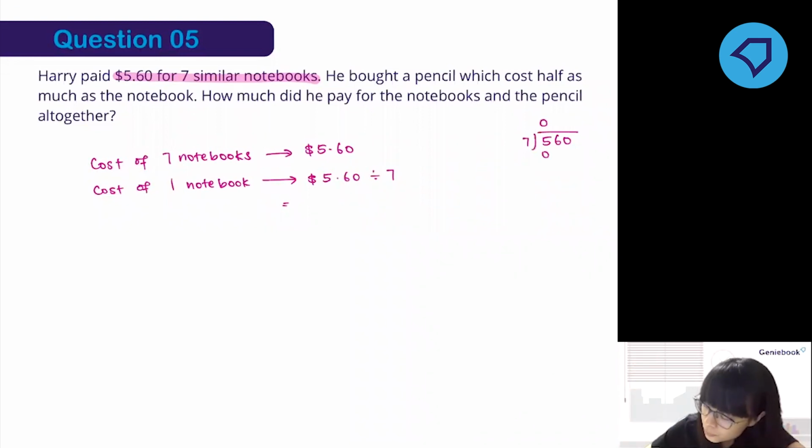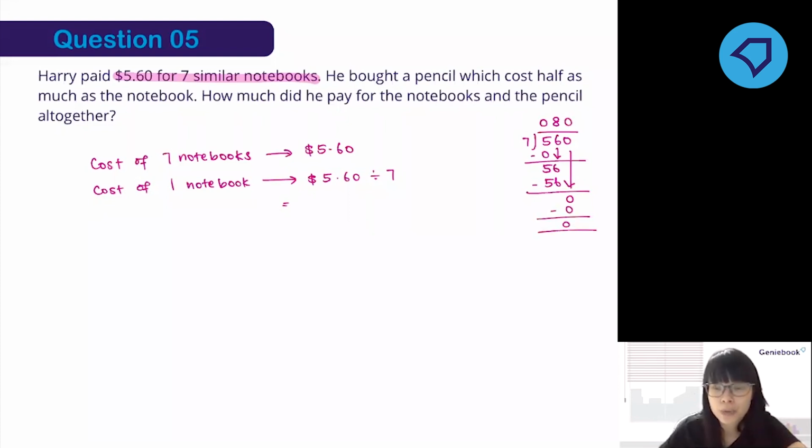You have 0. Then you have 56. 56 divided by 7 is equal to 8. Correct? Then we have 56 minus 56, and then we bring down the last one, 0. 0 divided by 7 is equal to 0. So what do you think? How many cents would that be? If I have 0.8. Remember dollars? Dollars would always have 2 decimal points. Yes, 80 cents. If I put my dot here, I'll put my dot over here as well. So it would be 80 cents. Now, one notebook costs 80 cents.